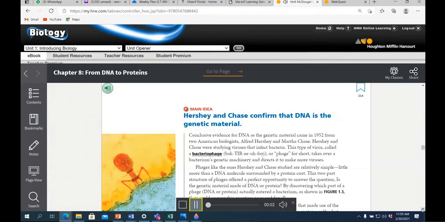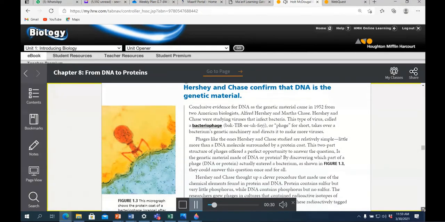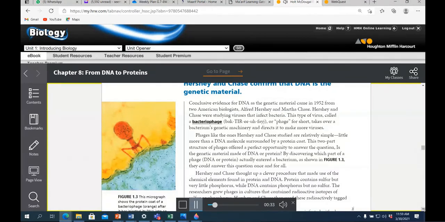Main idea. Hershey and Chase confirmed that DNA is the genetic material. Conclusive evidence for DNA as the genetic material came in 1952 from 2 American biologists, Alfred Hershey and Martha Chase. Hershey and Chase were studying viruses that infect bacteria. This type of virus, called a bacteriophage, or phage for short, takes over a bacterium's genetic machinery and directs it to make more viruses.